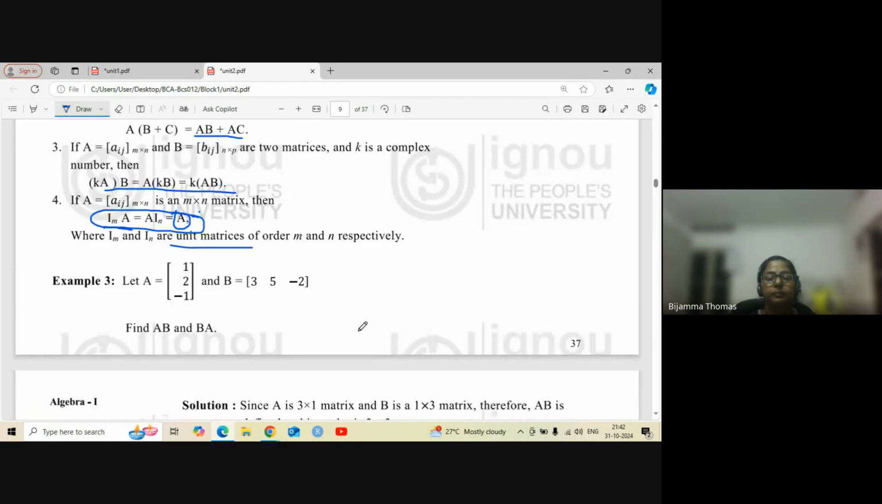Now come to this another matrix. Matrix A is a column matrix, and we have another matrix, matrix B, equal to a row matrix. Find AB and BA. We cannot say that AB and BA exist and they are equal. Generally, we cannot say that.